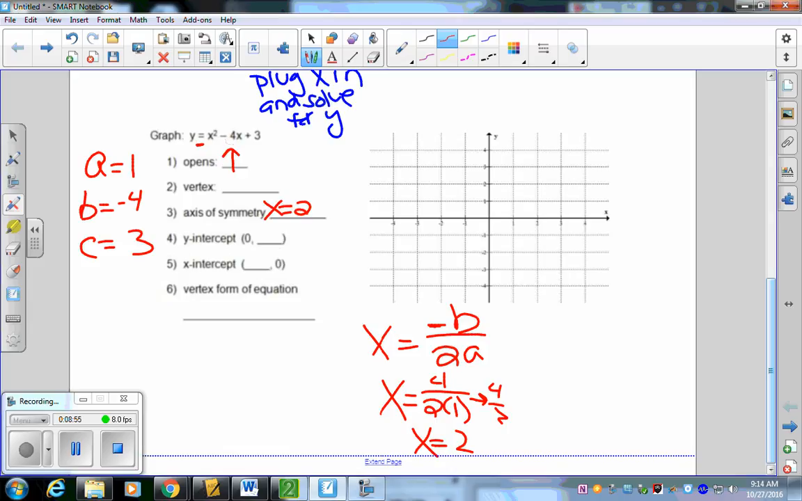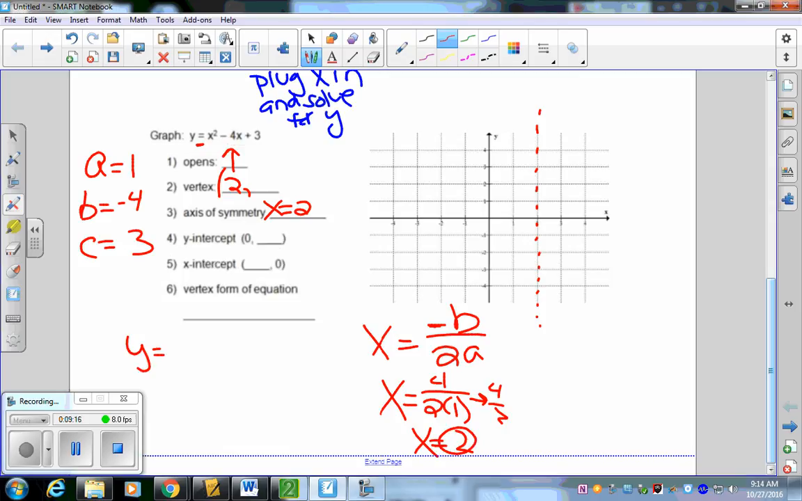So I could then go to my graph and dash it in. I know that somewhere along here is going to be my vertex. Okay, we haven't figured out the y coordinate yet, so we don't know that, but that's where my graph is shifting sideways. So to find the y value of my vertex, I'm now going to take this 2 and plug it back into the equation in place of x.